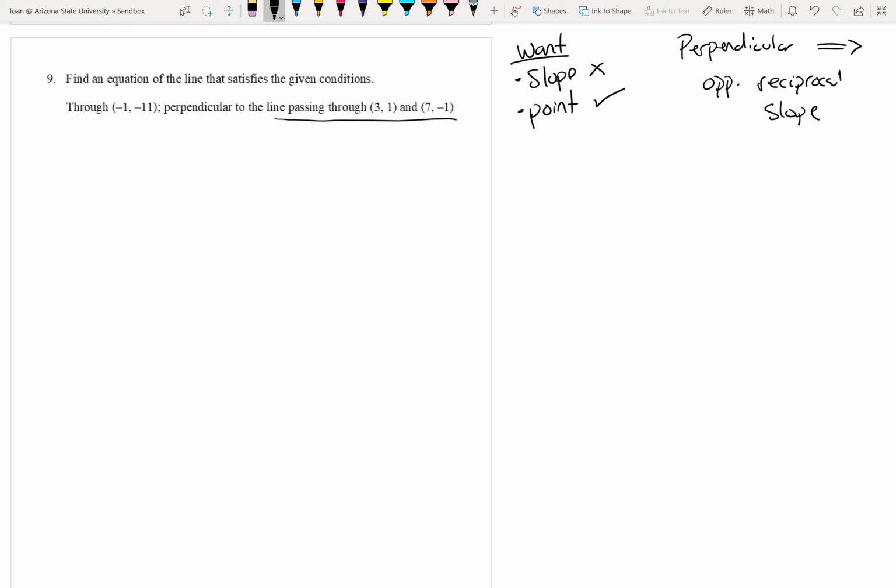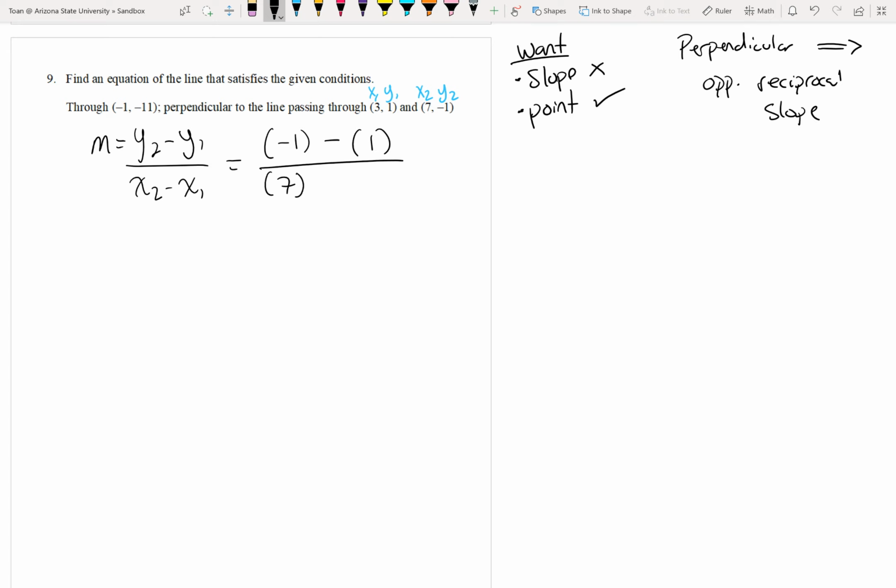Well, gee whiz, I have 2 points. I need a slope. This is a clear application of the slope formula. Again, it doesn't matter which one you designate as 1 and 2. I'll just go in order. And then once more, slope is y sub 2 minus y sub 1 over x sub 2 minus x sub 1. Just plug stuff in. Y sub 2 is -1 minus y sub 1 is 1 over x sub 2 is 7 minus x sub 1 is 3. So that gives you a -2 over 4, which is -1/2.